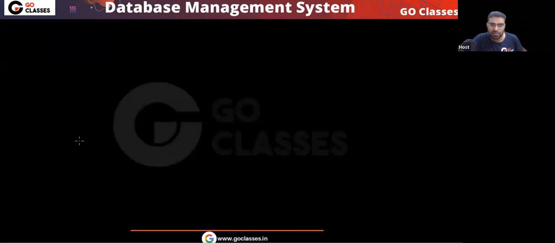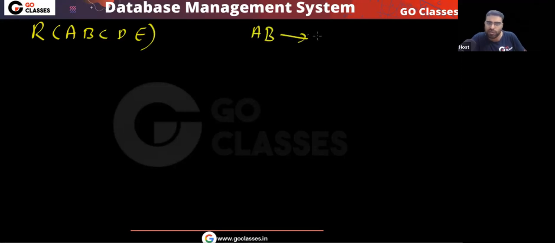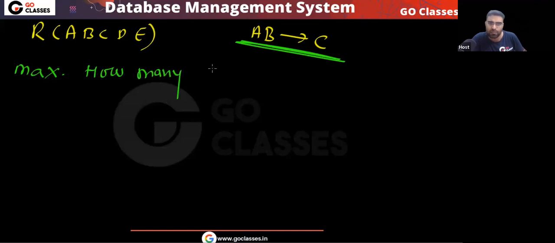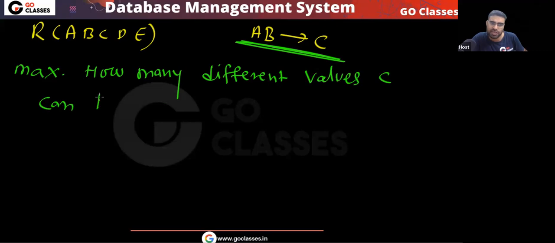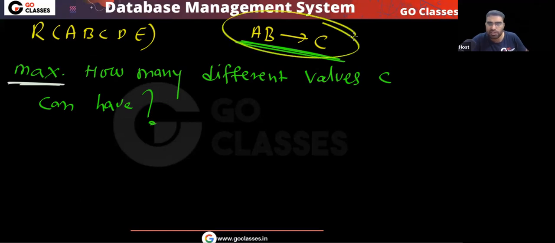See, very simple point. This relation is given to you, A, B, C, D, E. And this functional dependency is given to you, A, B determining C. First you tell me how many different values C can have. Now this is my question. Maximum how many different values can C have? Tell me.